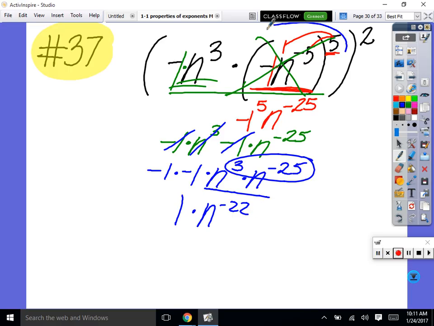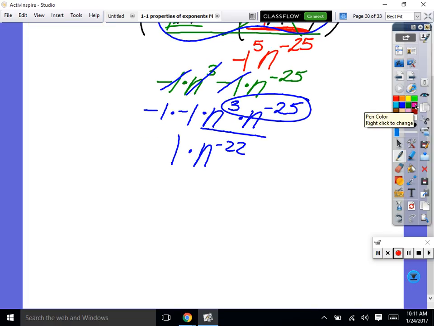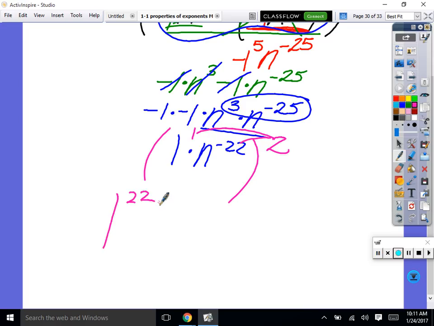So all we've done so far is simplify the inside of our parentheses here. Now our last step, we're almost there, is we've got to put our parentheses back on it because it was raised to the 2nd power, right? So now you'd say, is this 1 to the 1st power? Raise a power to a power and you multiply. So we have 1 to the 2nd power, and then n to the -44th power, right?